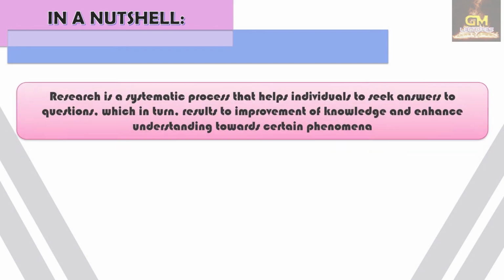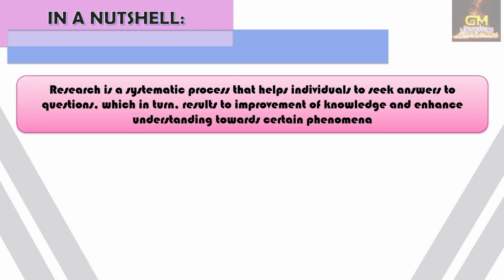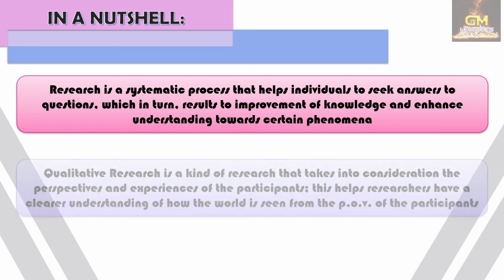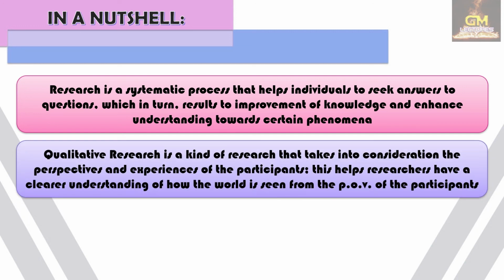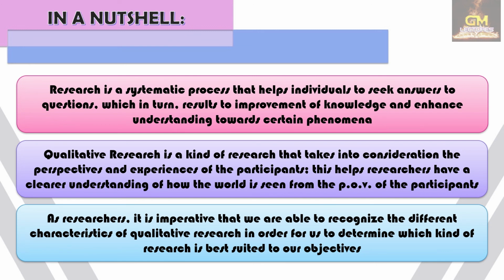In a nutshell, research is a systematic process that helps individuals to seek answers to questions, which in turn results to improvement of knowledge and enhanced understanding towards certain phenomena. Also, qualitative research is a kind of research that takes into consideration the perspectives and experiences of the participants. This helps the researchers have a clearer understanding of how the world is seen from the point of view of the participants. And lastly, as researchers, it is imperative that we are able to recognize the different characteristics of qualitative research in order for us to determine which kind of research is best suited to our objectives.